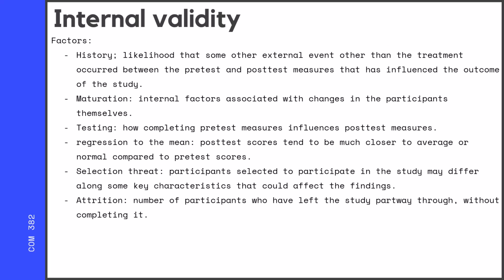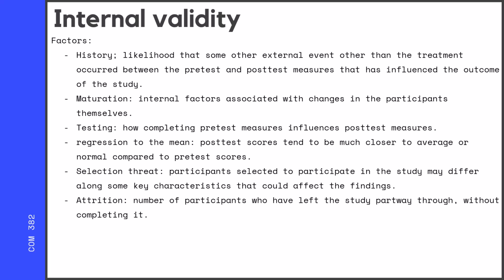So some things that can impact internal validity in an experiment are on this list. First, history. This is the likelihood that some other external event, other than the treatment, happened between the pre-test and post-test measures that influence the outcome of the study. This is especially important if there's a longer duration of time.